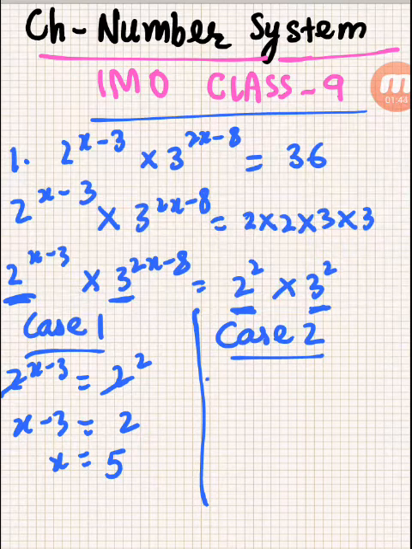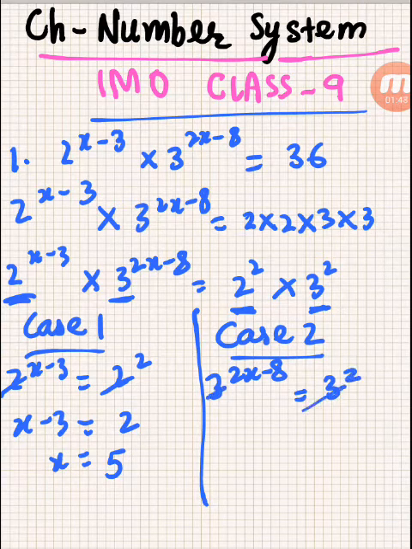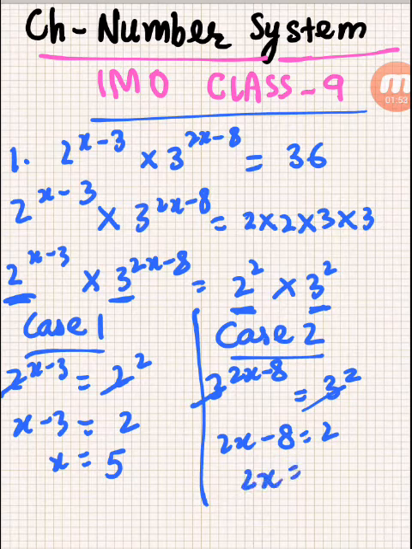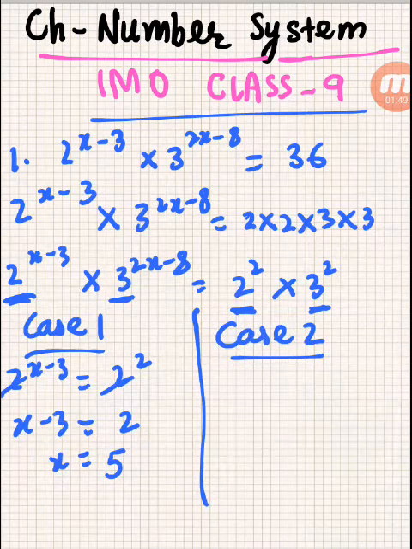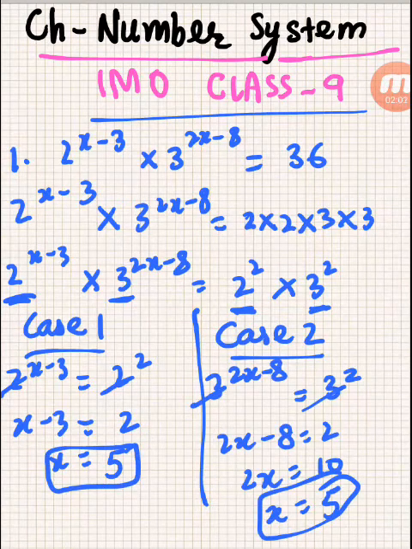After that, this it will be same, but still we are solving it. So 3 and 3 cancel. 2x minus 8 will be equal to 2. So 2x will be equal to 10 and x will be equal to 5. So x is 5 in both the cases. It means x is equal to 5. So this was question number 1.